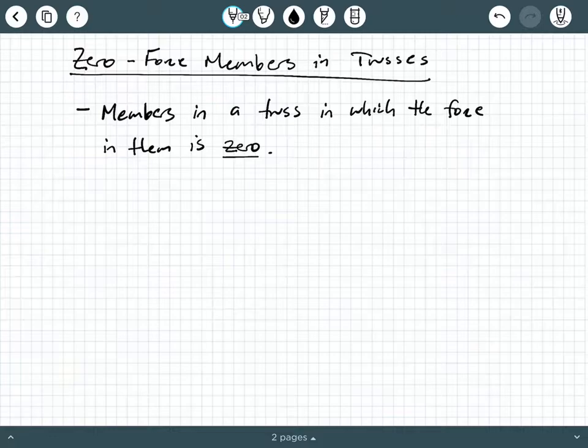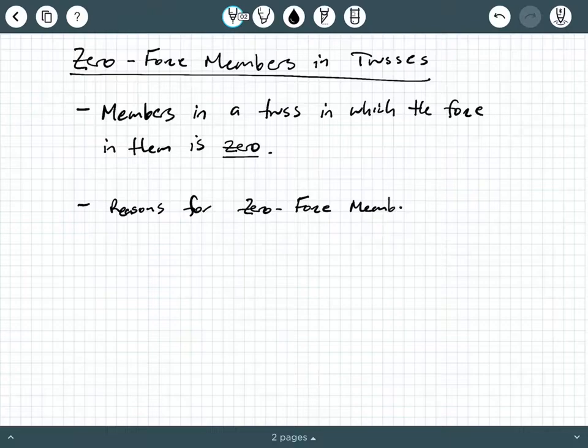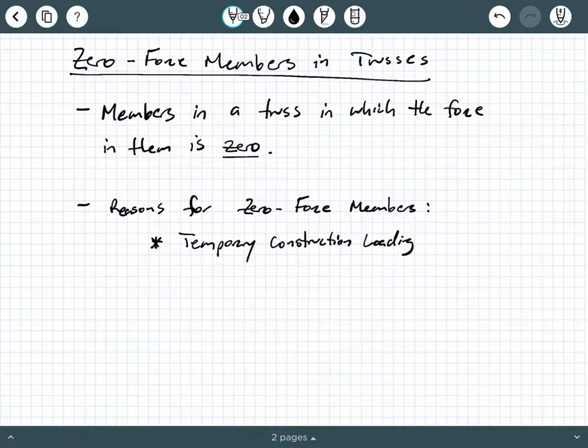Well, there's a few reasons why the presence of zero force members would be important to have in your truss system. So we're going to say reasons for zero force members. One reason is due to temporary construction loading.